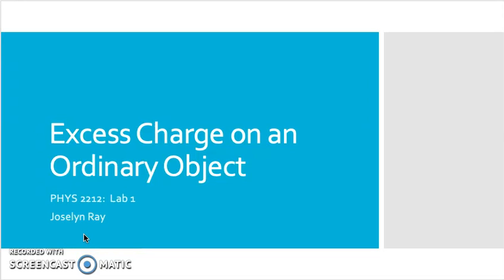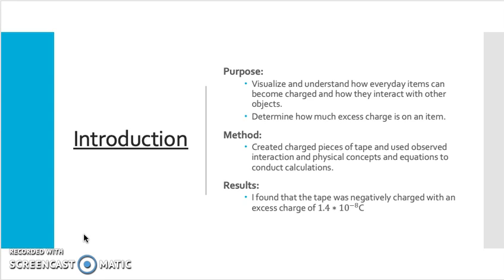Excess charge on an ordinary atom, Physics 2212, Lab 1. The purpose of this lab is to visualize and understand how everyday items can become charged and how they interact with other objects, as well as to determine how much excess charge is on an item. In order to do this, we created charged pieces of tape and used observed interactions and physical concepts, as well as equations, to conduct calculations.